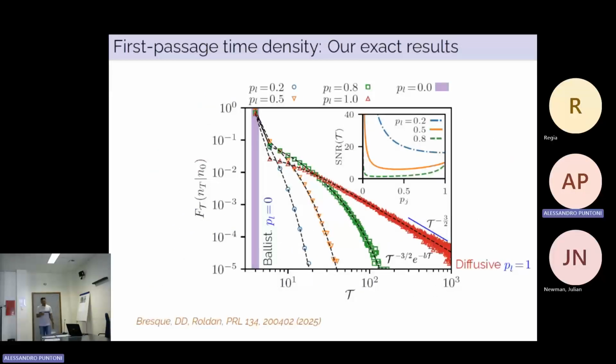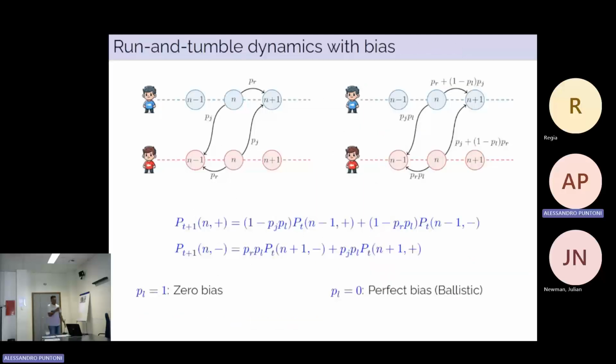What is this? Let me just tell you. As you can see here, my velocity is positive and these are the probabilities that I remain in the positive state, and because my velocity is positive, I move in the positive direction. If I jump, I change the sign of my velocity, I move in the negative direction. So this is as simple as that. What you see on this side, I have just added one extra parameter PL, which is a bias. If PL is 1, basically you have zero bias. If PL is 0, you have a perfect bias. So this is the ballistic limit that you can see.